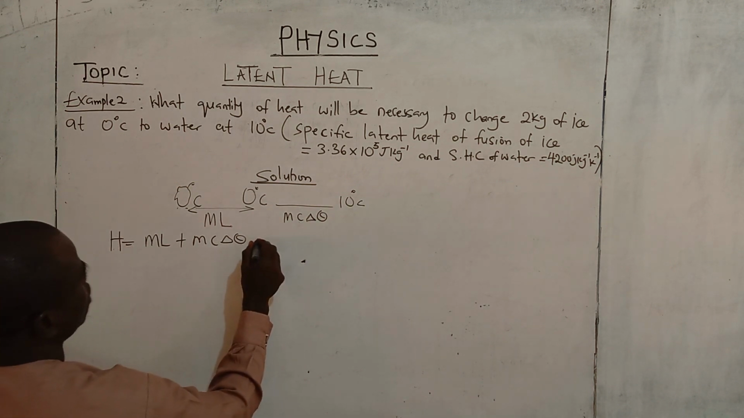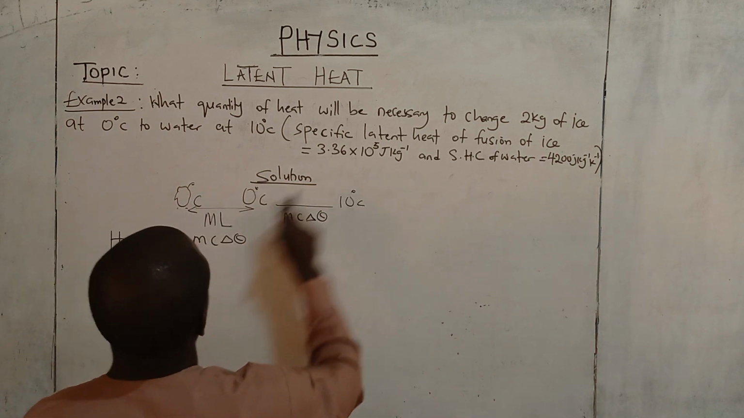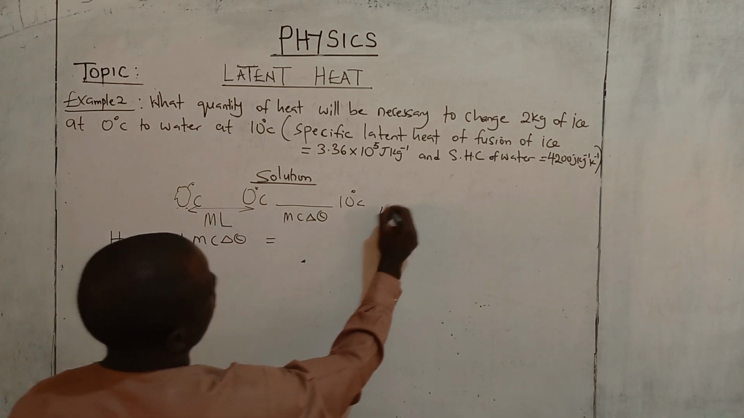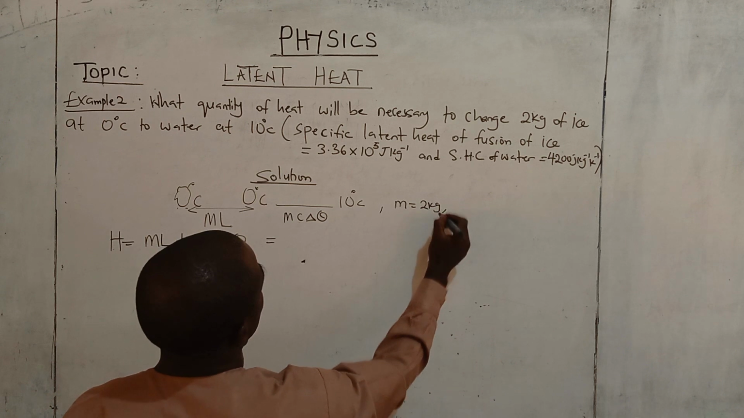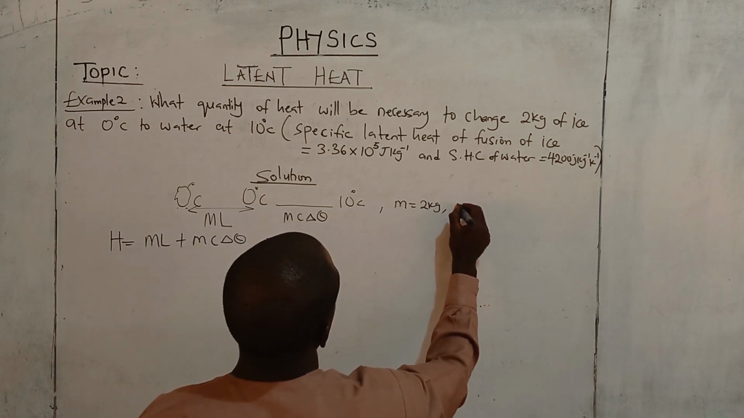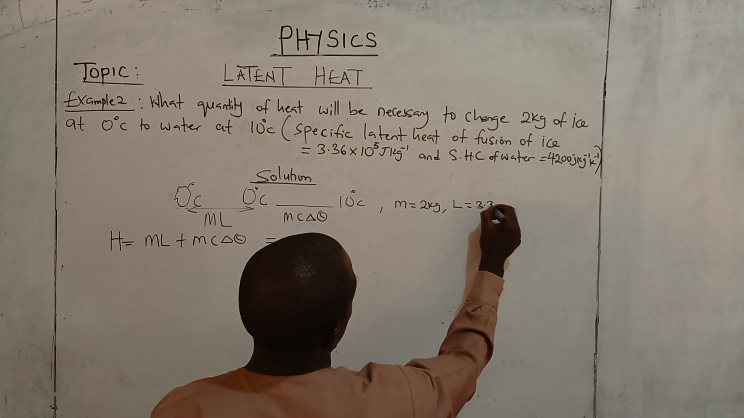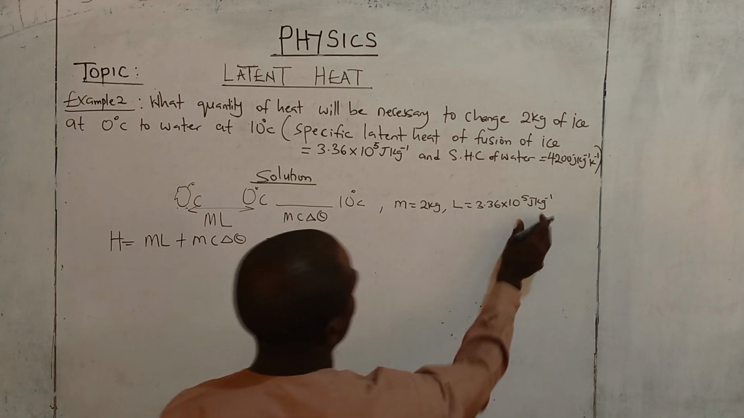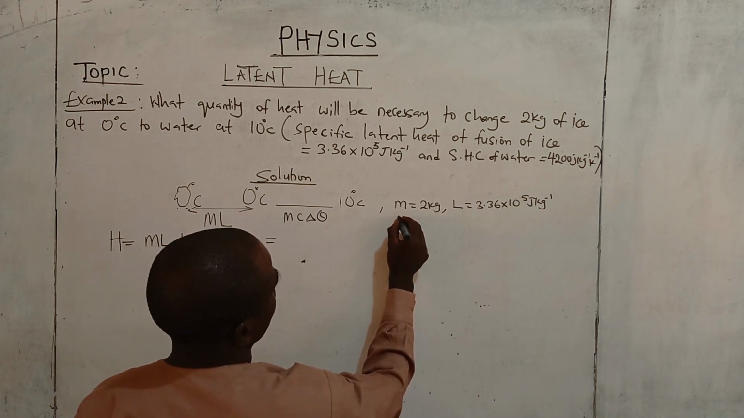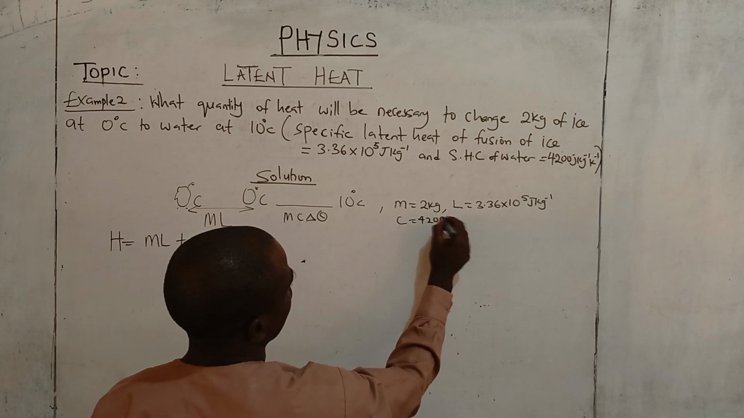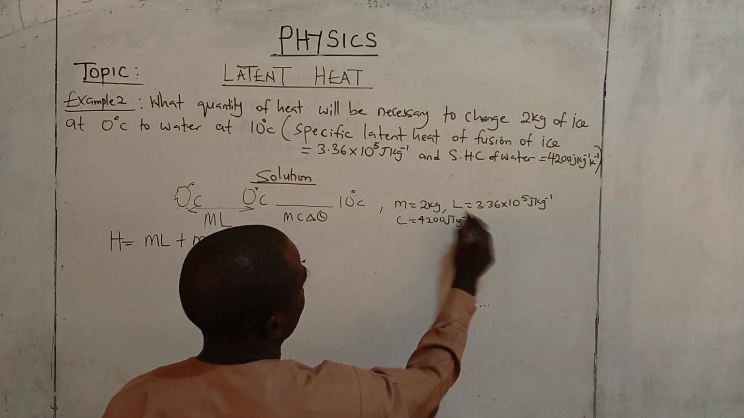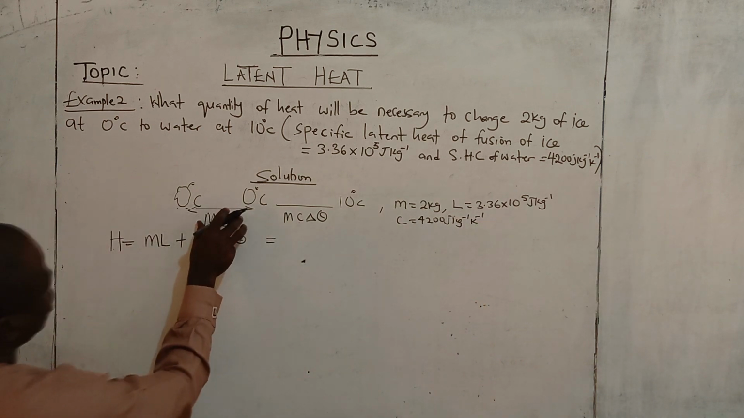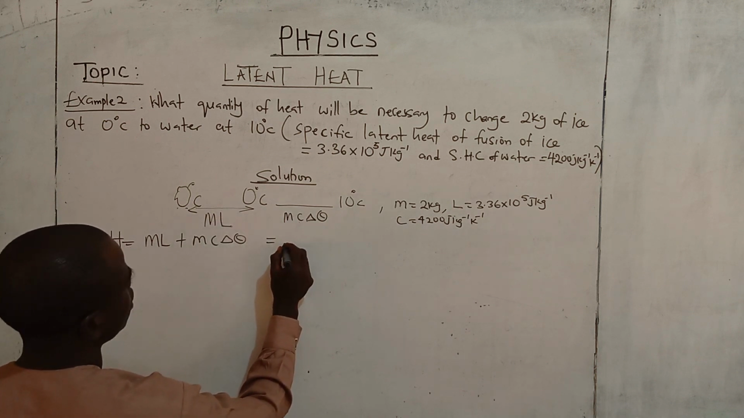Okay, now which parameters do we have from here? Let's start putting them in. What is m? The mass is 2 kilogram. The latent heat is 3.36 times 10 raised to power 5 joules per kilogram. Now c is 4,200 joules per kilogram per Kelvin. For the first stage, there's no temperature change. That's where specific latent heat takes place.